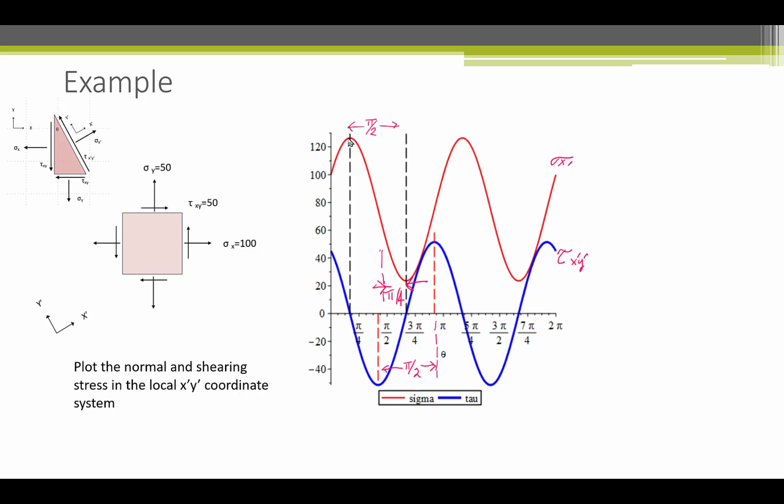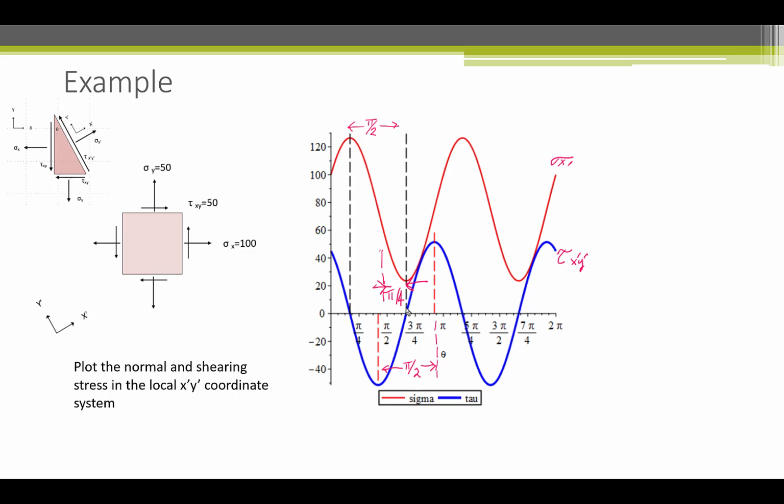Notice that the normal stress has a maximum here and a minimum here. It's separated by pi over 2. The same is true for the shearing stress. It has a minimum here and a maximum at pi over 2 later. So the maximum stresses occur on orthogonal planes. When we're talking about normal stress, the max and min stresses are called principal stresses, and they occur on principal planes. Notice also that at this point the shear stress is 0. So on the principal planes there's no shearing stress.